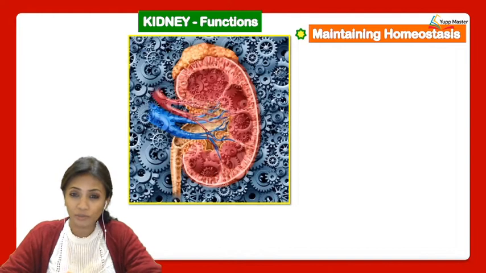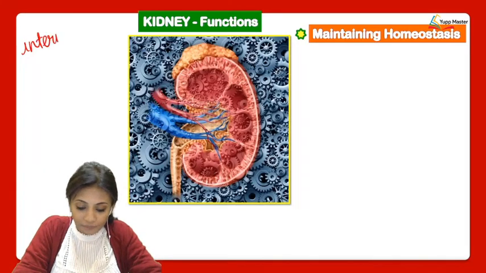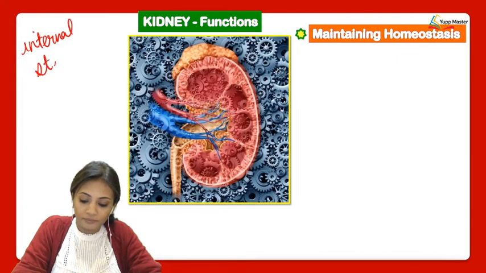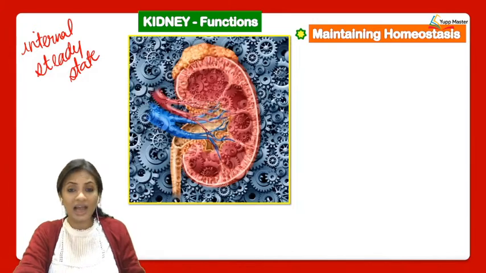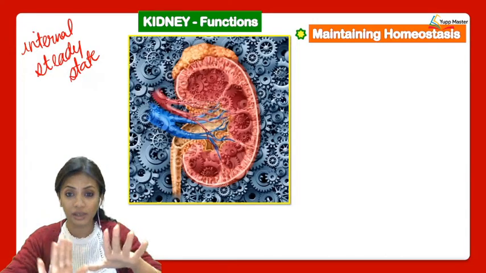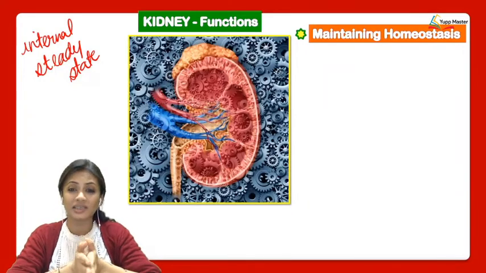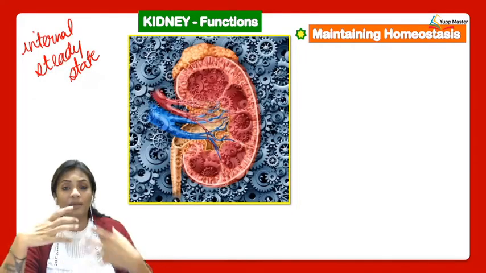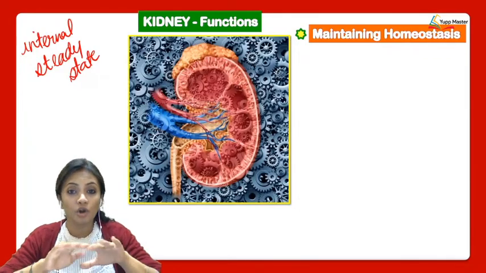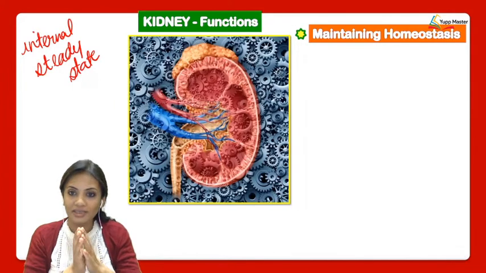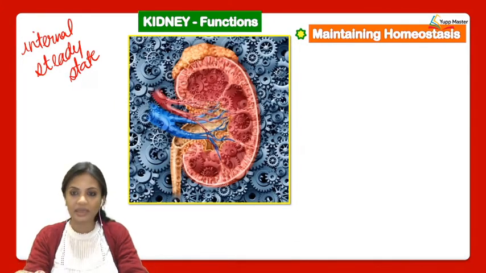Okay, what is homeostasis? Homeostasis means an internal steady state. So when I'm saying internal steady state, I mean steady state of everything. I mean steady state of salt and water balance, a steady state of temperature regulation, a steady state of the BP being normal. So everything needs to be at a normal value. That is called homeostasis. So kidneys are going to be helping in maintaining this homeostasis.